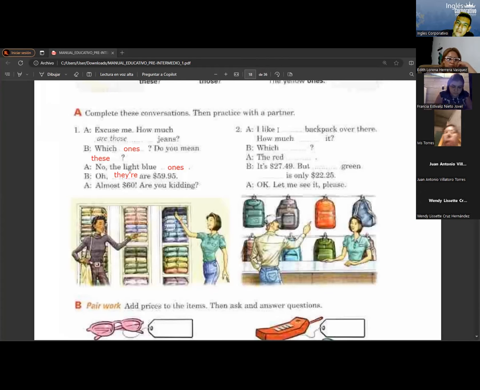I like that. That backpack over there. How much is it? Which one? ¿Cuál? Which one? The red one. La roja, the red one. It's 27.49. But this one? Green one. It's only $22.25. Okay, let me see it, please.